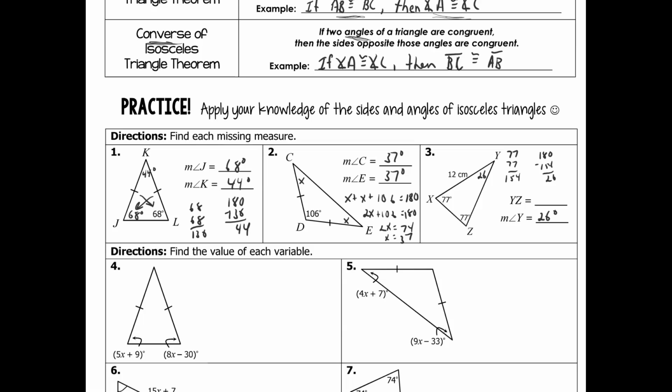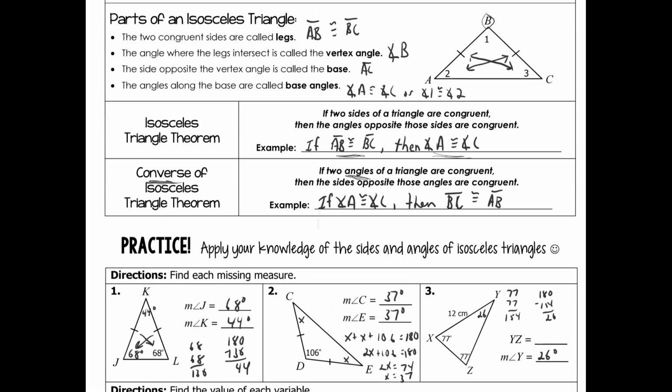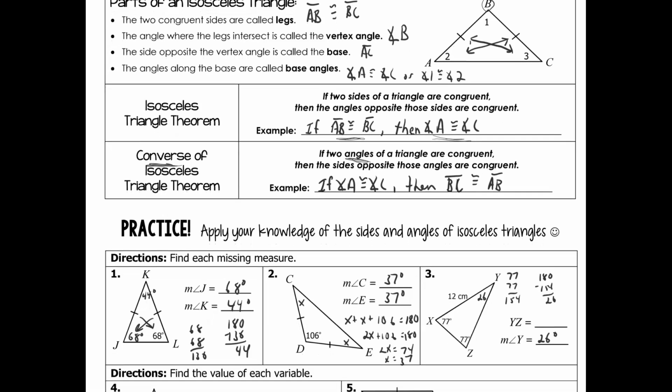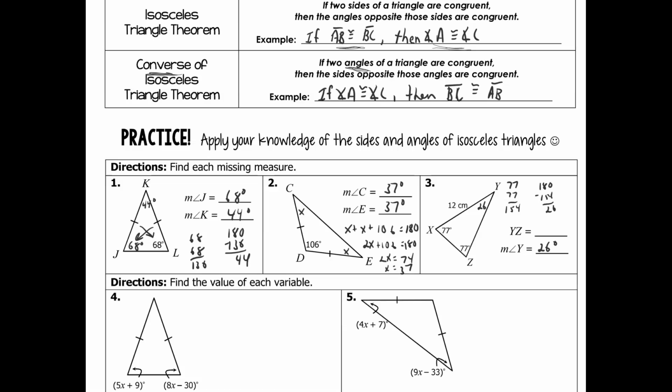All right, now what about the sides? Well, now is when we're going to use this rule, these arrows here. If we know the angles are congruent, then we know that the sides across from them have to be the same also. So if this one is 12 centimeters, so is this one, 12 centimeters. So that's YZ.